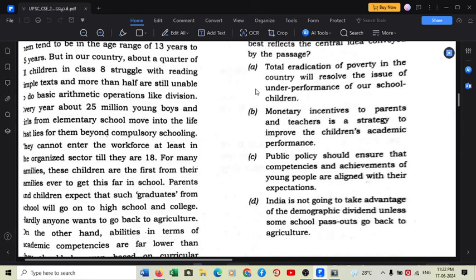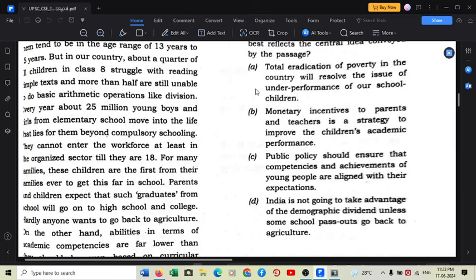Statement C, public policy should ensure that competencies and achievements of young people are aligned with their expectations. Okay, this seems okay. This looks okay, but let us see. When we talk about the central idea, in this passage we are more talking about the lack of academic competencies. How does it result? It results because in India the class 8 student is struggling with basic fundamentals. 25 million children are opting out of the elementary school stage, so definitely there is a problem, right?